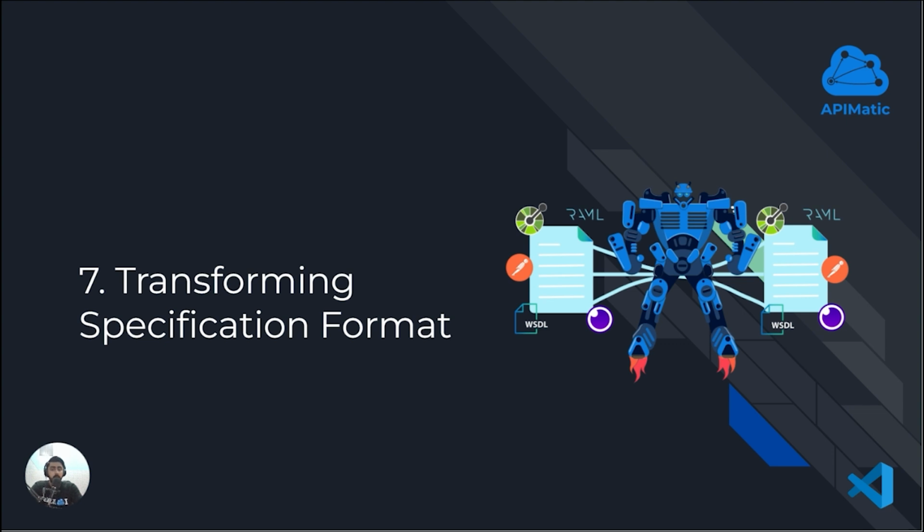At APIMatic, one of our most popular products is the API transformer with hundreds and thousands of transformations over the year. It lets you easily convert between different API specification formats like OpenAPI, RAML, WSDL, Postman collections, and many more. The extension also comes packed with the API transformer to let you easily convert your API specification format to one of your choice.